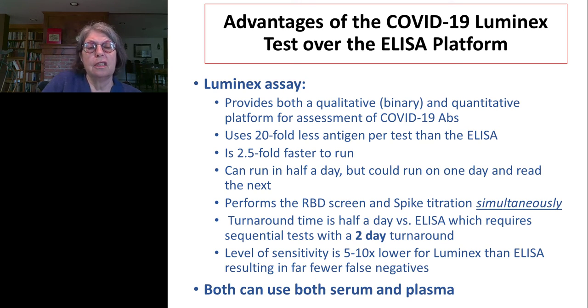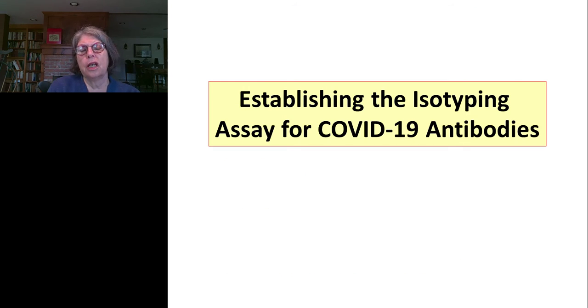Now, that is a description of the antibody test for presence and level of total antibodies in serum and plasma. But we were particularly interested in looking at what types of antibodies are produced in response to infection with SARS-CoV-2. And so I'm going to show you a series of experiments now looking at the different isotypes of antibodies that are in the serum and plasma of patients.